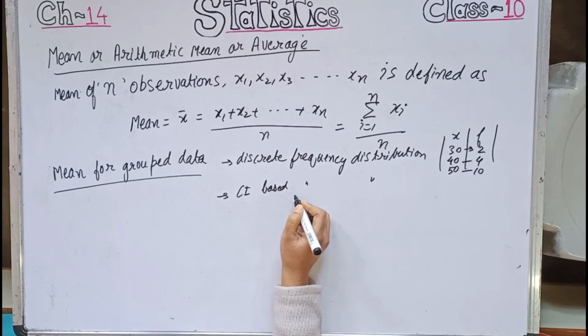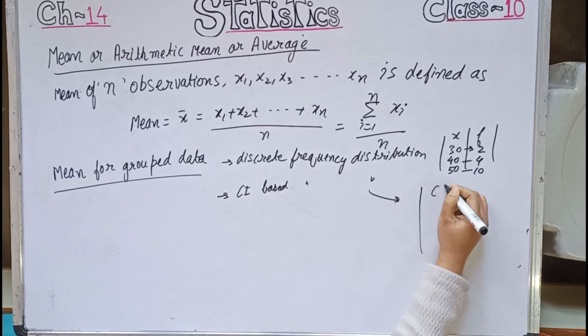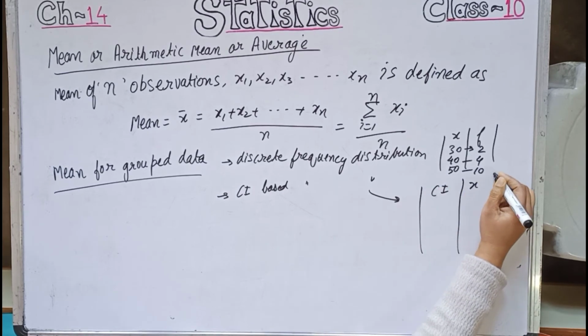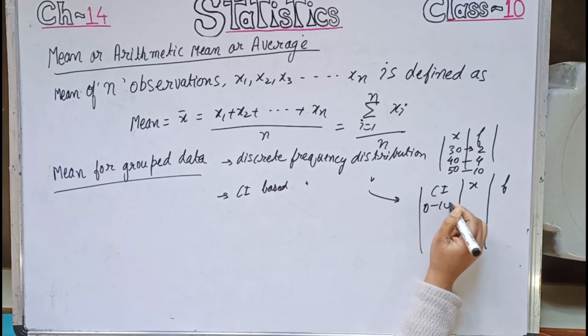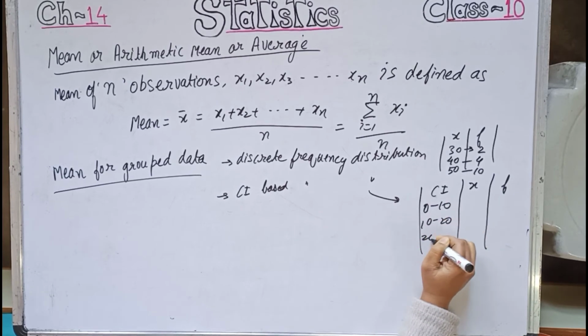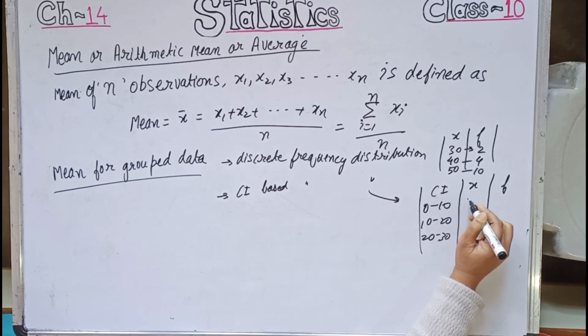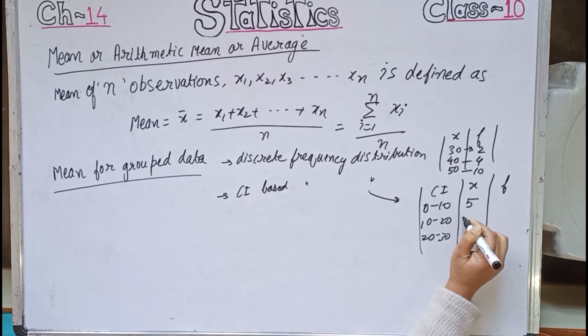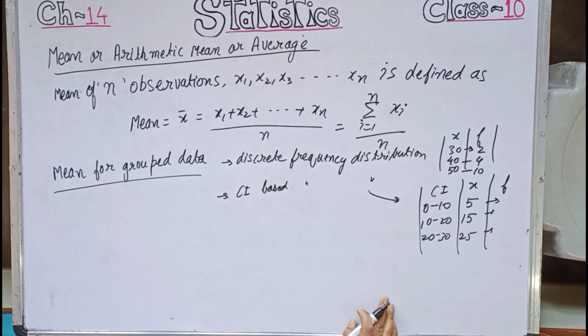Now the class interval based frequency distribution. In this, class interval is given, the variate and the frequency. Then over here 0 to 10, 10 to 20, 20 to 30. Then x we make, that is the class mark. Class mark over here is 5, then 15, then 25, and so on. And the respective frequencies will be given.